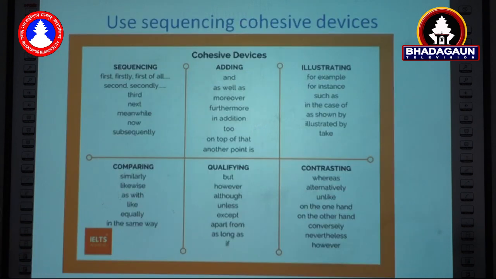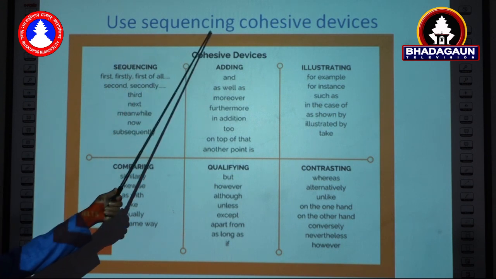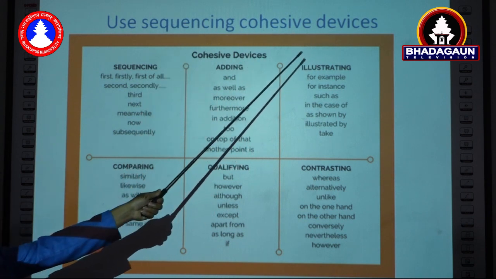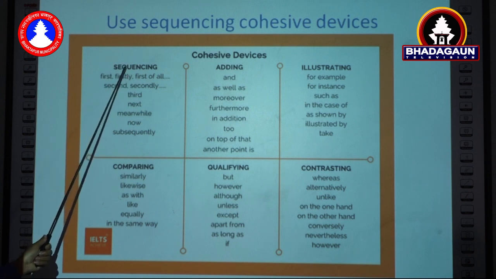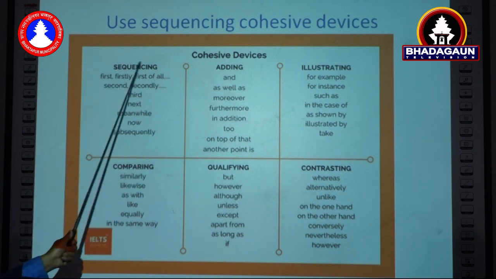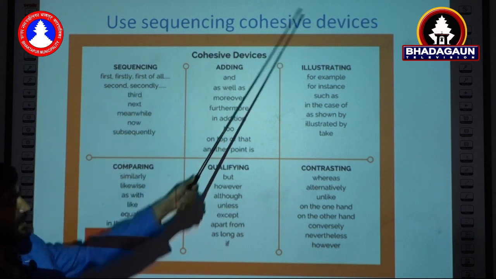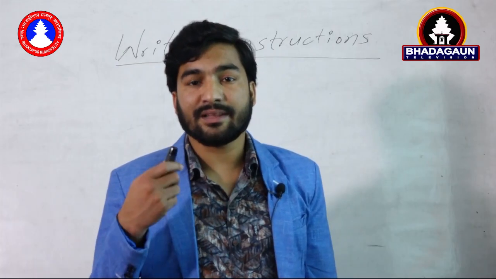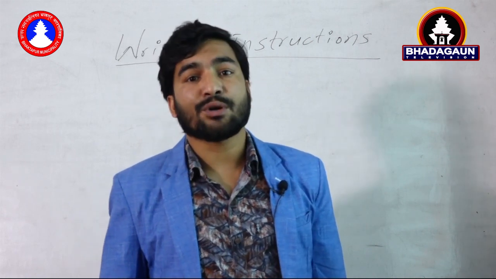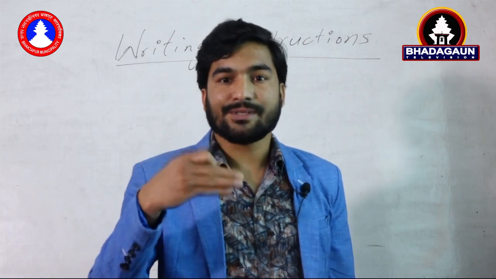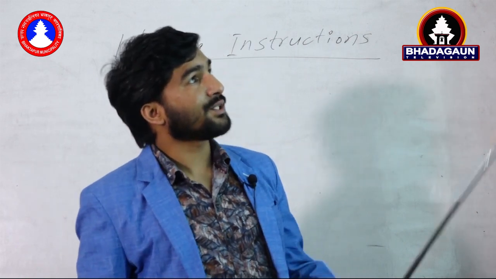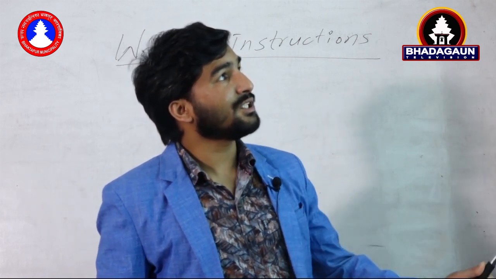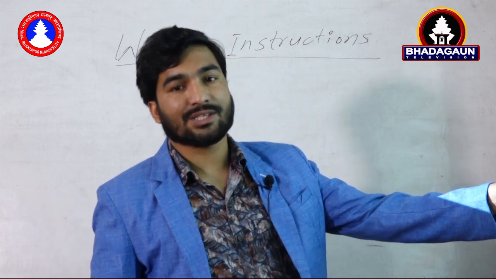So one more thing I have to say here is, when we deal with questions regarding preparing recipes or writing instructions, we have to use sequencing cohesive devices. Sequencing means this. These all are sequencing cohesive devices. When we write instructions or prepare recipes, there must be a proper sequence. We have to maintain the proper order. That's why we use sequencing cohesive devices, to make the sequence, to make the order.